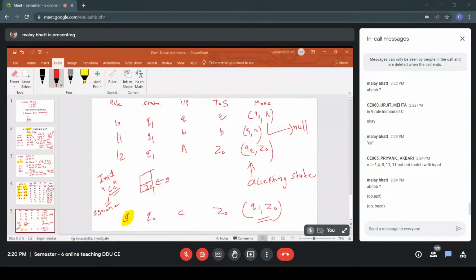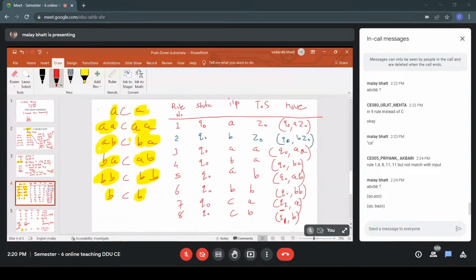We are applying a rule to the example. Our example is A, B, C, B, B. When I apply rule number 1, I have Q0, AZ0. When I apply rule number 4, it will be Q0, BAZ0. As you can see here, we are pushing B on the stack.